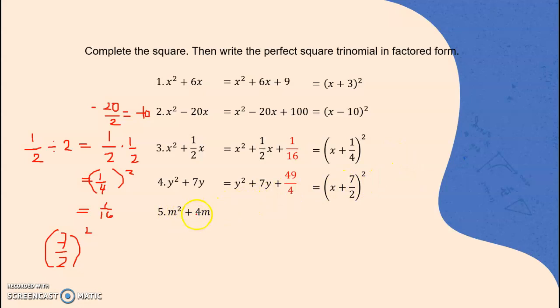Next is m squared plus 4m equal to, what should be added to make it a complete, to complete the square? So half of 4, that's 2, square 4 again. So basically, m squared plus 4m plus 4, yung gagamitan natin is 2 square. So (m plus 2) squared.